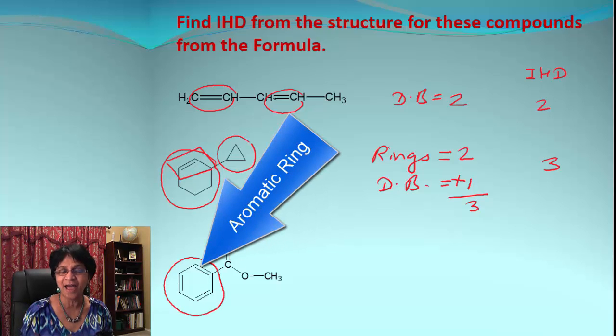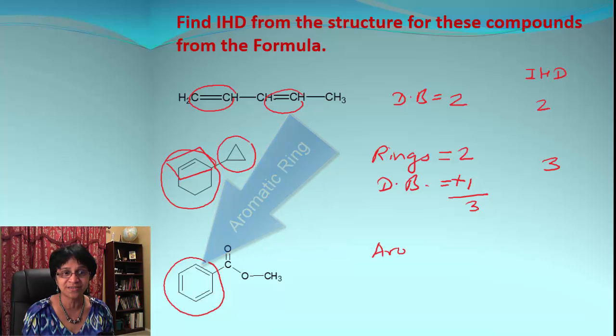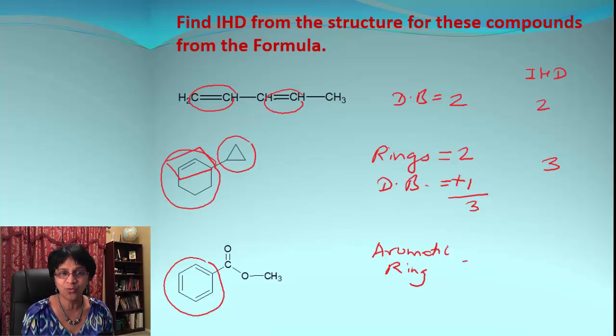This ring is an aromatic ring, and as you remember, the aromatic ring was giving us the degree of unsaturation as 4, and then we also got one more double bond there, so that double bond equals 1 degree of unsaturation. So total when we add, that comes out to be 5.